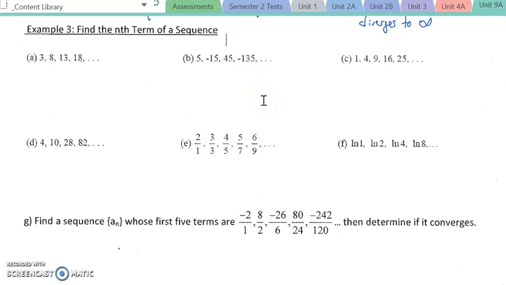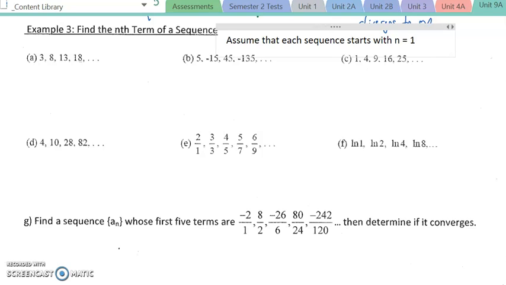Okay, but for all of these, we're going to assume that each sequence starts with n equal 1. That's not a requirement, but it's a nice convention. So in other words, in 3a, a sub 1 equals 3, a sub 2 equals 8. We're not going to start with a sub 3 equals 3 and a sub 4 equals 8. We could, but why would we? So that means we have to figure out an expression such that when we plug 1 into the expression, we get 3, 2 into the expression, we get 8, etc.